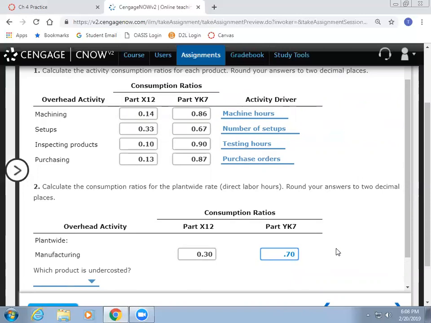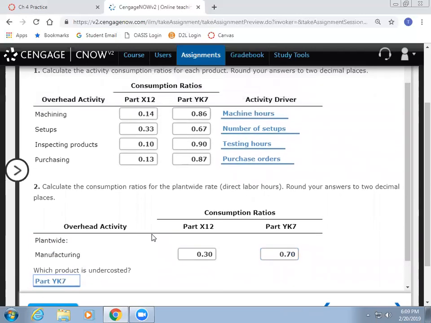So when we look at this, it kind of starts to make sense why we might need to use a different approach. Because under this method, we're applying 30% of overhead to X12, when setups are the only area that it's around the 30%. Everything else is much lower. So if we applied based on direct labor, which product is under-costed? The YK7. Very good.